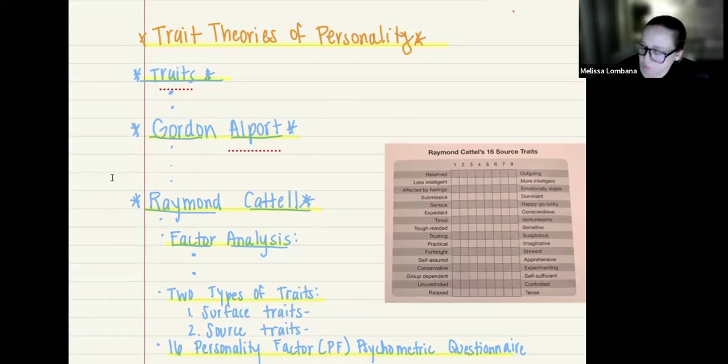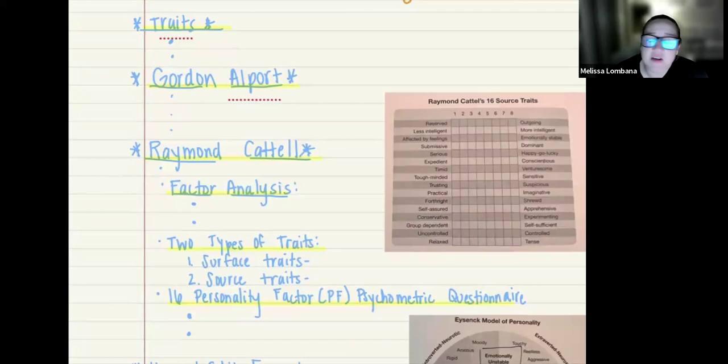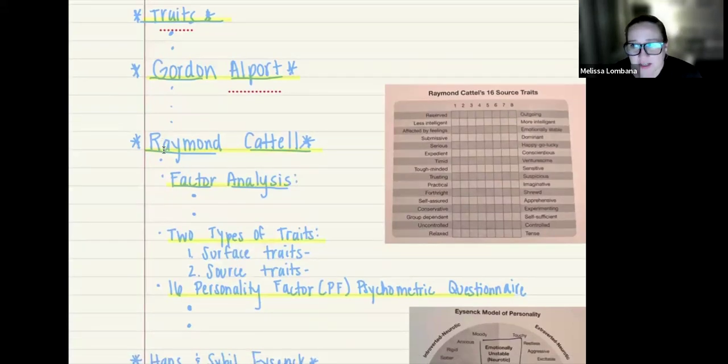Then we go on to Raymond Cattell. Raymond Cattell is very important. I like to use him all the time here. Why is he so important? Because he started using a statistical method called factor analysis to identify clusters of traits related to each other. As you'll see here, this is one of his 16 source traits.